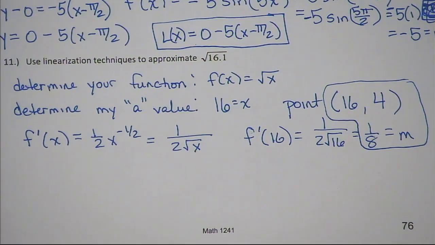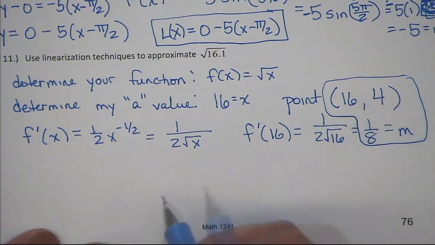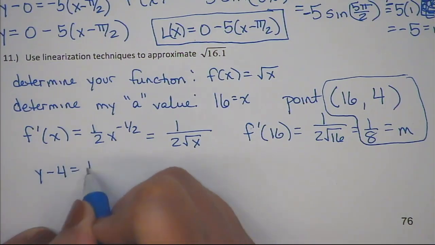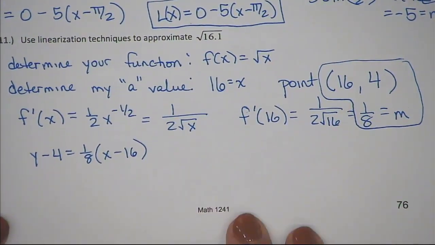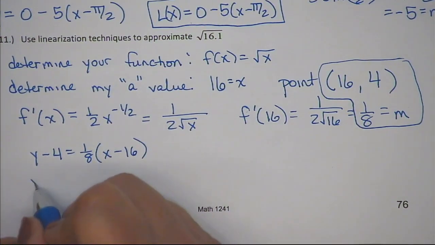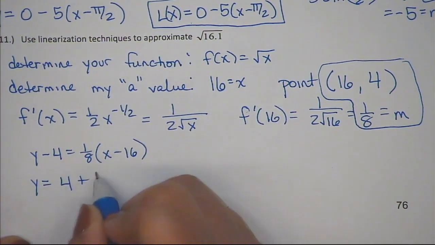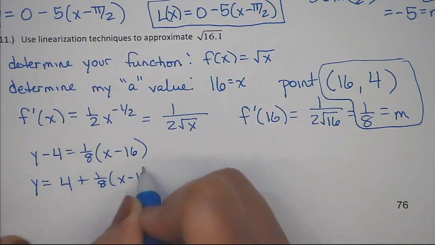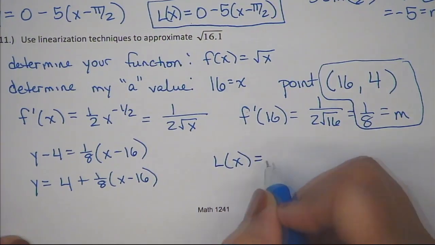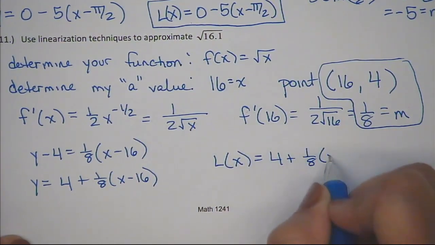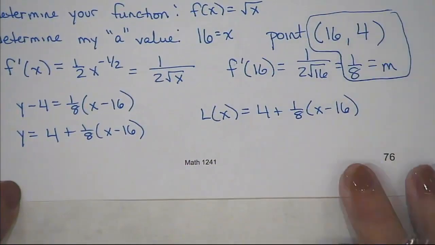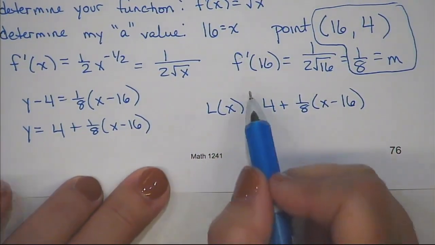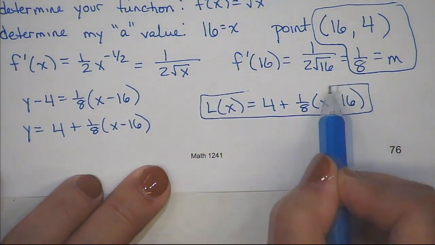So let's write the equation for our linearization. We're going to do y minus 4 equals 1/8 times x minus 16. We're going to add the 4 over to the other side. I don't care if it's in front or the back, it doesn't matter. I'm just doing it the way your book does it. So that means the linearization is that formula. I don't really even care if you put L of x, but that's what you're going to see. So y equals is fine to me. So there's our linearization. Now we can answer the question.